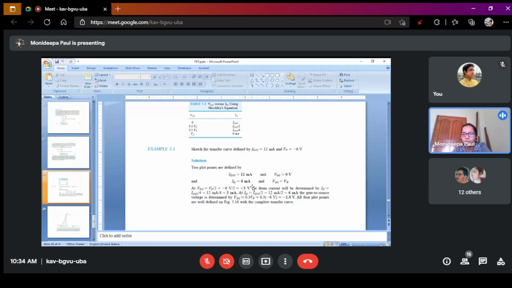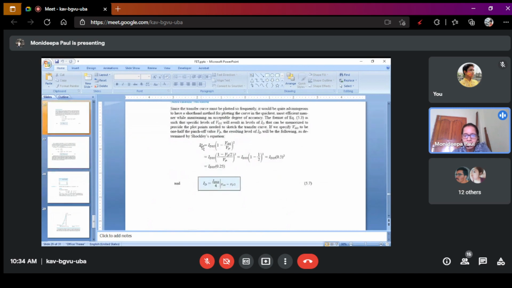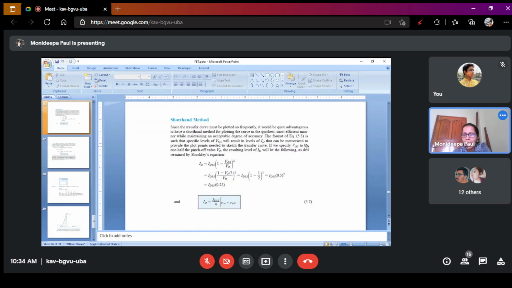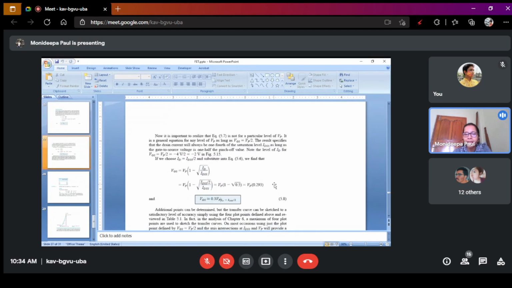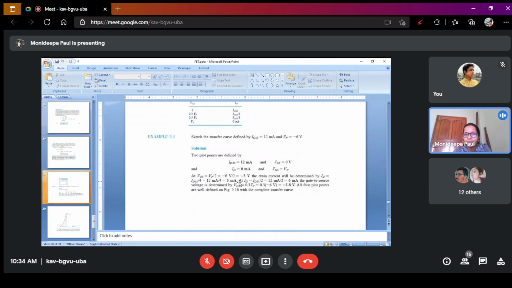So when VGS is equal to minus 3 volt, what is the value of ID? When VGS is equal to half of the VP, this is the ID relation, so at that condition ID is equal to IDSS by 4. So when VGS is equal to minus 3 volt, ID is equal to 3 milliampere. We get these two values from the first assumption.